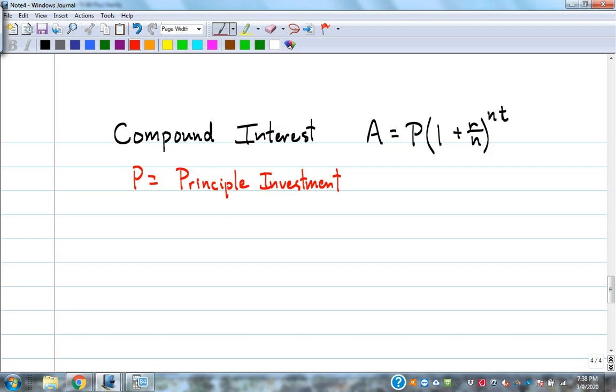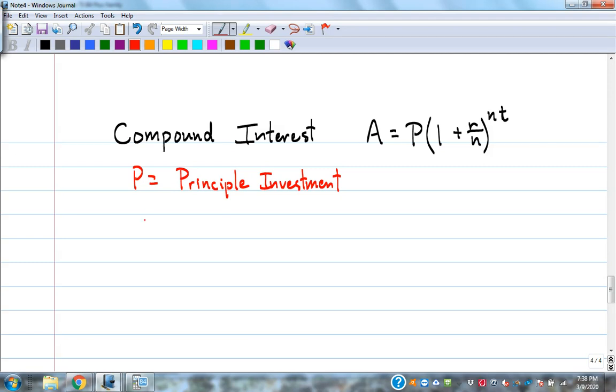That is an R over an N. I'm about to try to explain every one of those pieces there. So A is equal to capital P, parentheses 1 plus R over N, close the parentheses, and that's an nt as the exponent. Right? The P represents the principal investment. That means the original deposit into a savings account, that kind of idea. So principal investment is P. That's how much you put in at the beginning of the term.